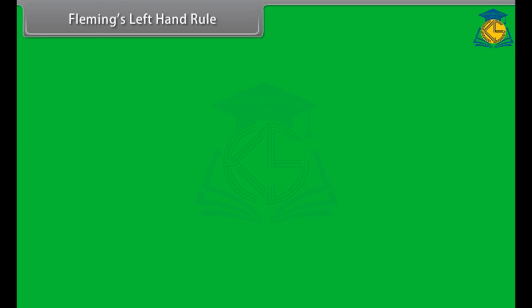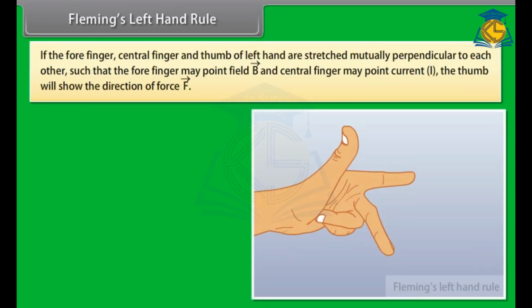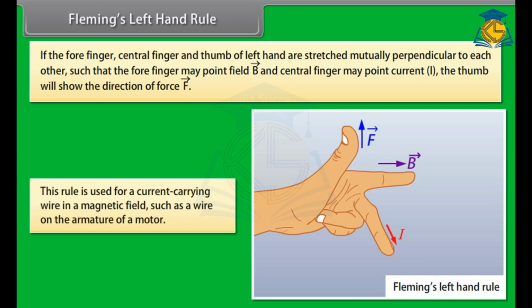Fleming's left-hand rule. If the forefinger, central finger and thumb of the left hand are stretched mutually perpendicular to each other, such that the forefinger points in the direction of the field and the central finger points in the direction of the current, the thumb will show the direction of force. This rule is used for a current-carrying wire in a magnetic field, such as a wire on the armature of a motor. Maxwell's corkscrew rule.